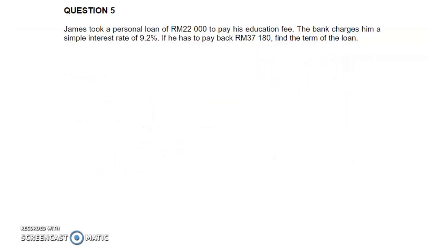Okay, now let's look at question 5. James took a personal loan of 22,000 to pay his education fee. So took a loan, so loan means that value P. The bank charges him a simple interest rate of 9.2%. So R 0.092. If he has to pay back 37,000 ringgit, 180, find the term of the loan. So amount that we need to pay back is value S. Okay, then we want to find term of the loan. Term means that value T.